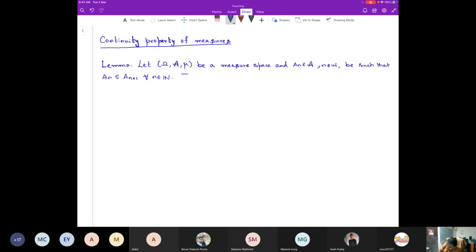Yes. Then mu of An converges to mu of the limit. What is the limit? It's exactly, well, I'll write this way: union over n in N, An.